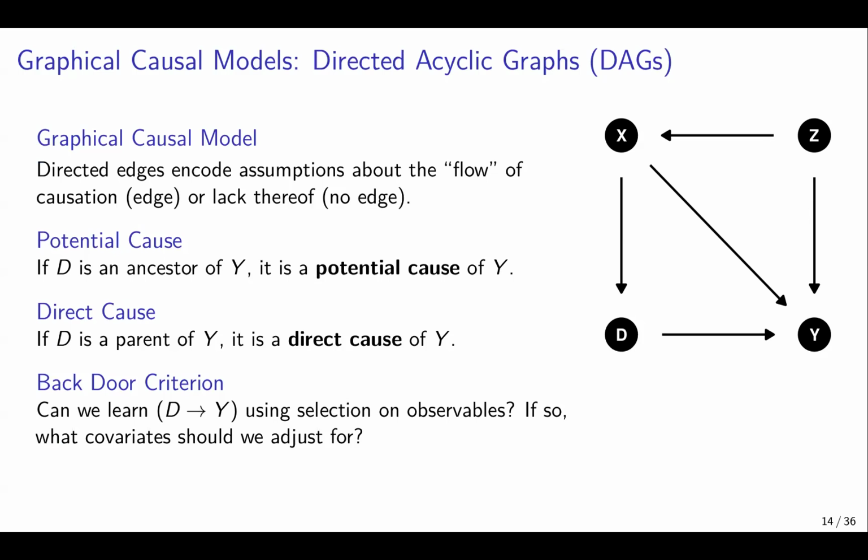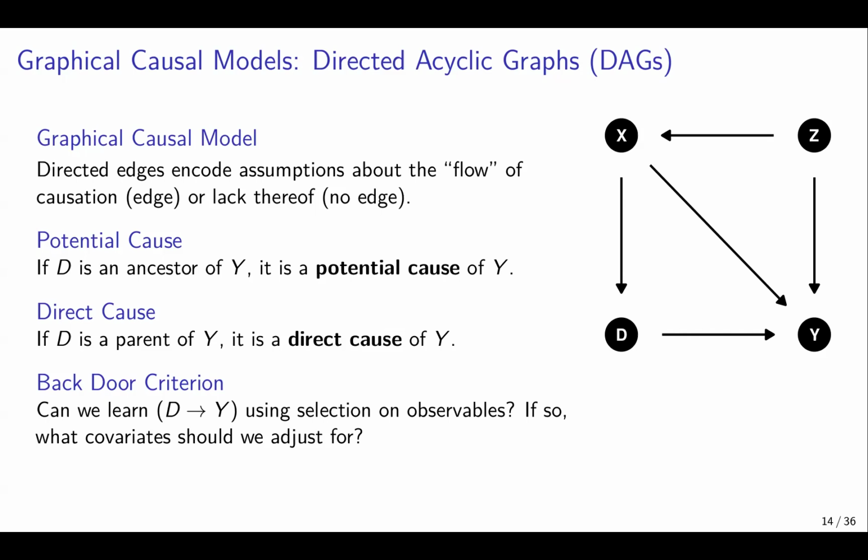We're now going to get back to causality after our brief introduction to some terminology from graph theory. So graphical causal models rely on what are called directed acyclic graphs, or DAGs for short. You already know what it means for a graph to be directed, and you already know what it means to be acyclic. A directed acyclic graph is simply both of those things at once. So a graphical causal model, which relies on a DAG, contains directed edges that encode assumptions about the flow of causation.